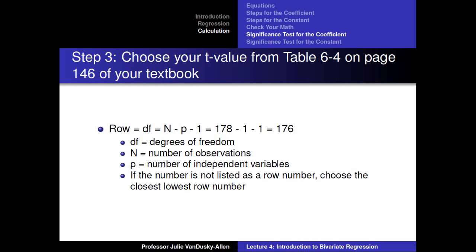Next, you have to choose the t-value you will use from table 6.4 on page 146 in your textbook. You will choose a row and a column in this table, and the t-value that intersects that row and column will be the t-value you use. In order to choose your row, you have to calculate the number of degrees of freedom you have. The number of degrees of freedom equals the number of observations n minus the number of independent variables p minus 1. Recall that I had 178 observations in my analysis, and I had one independent variable. So 178 minus 1 is 176.